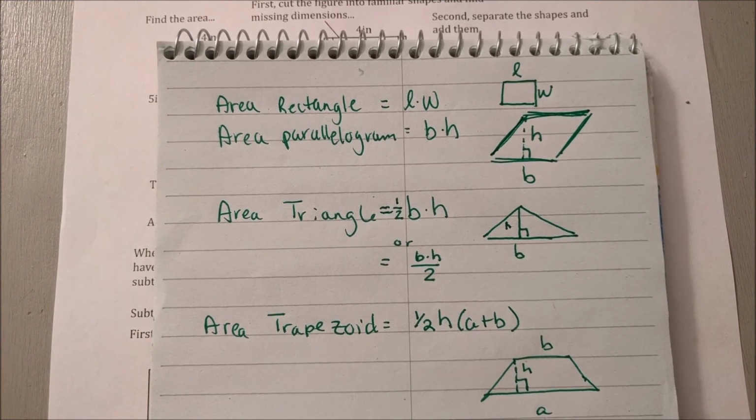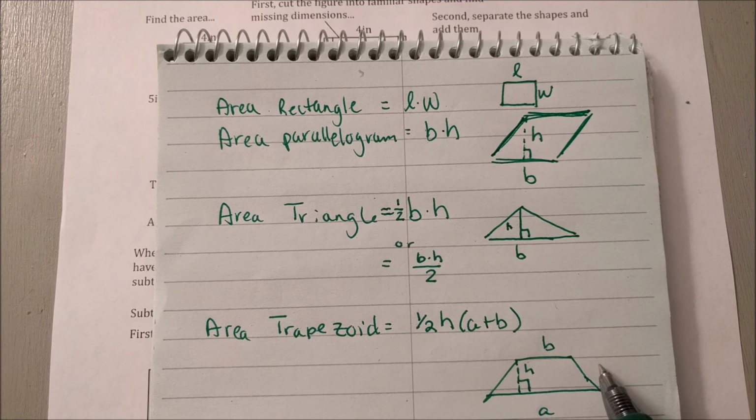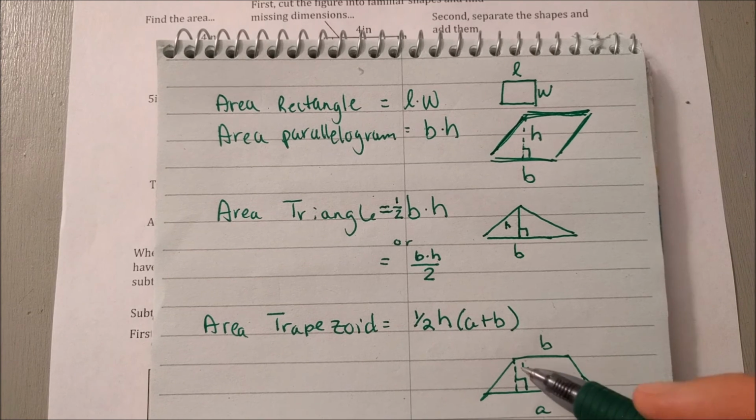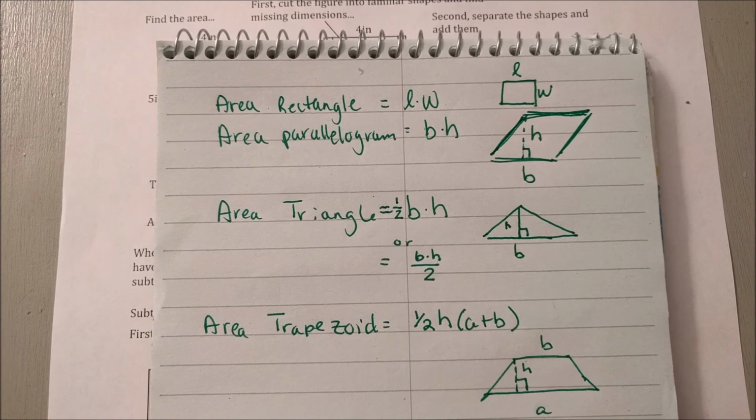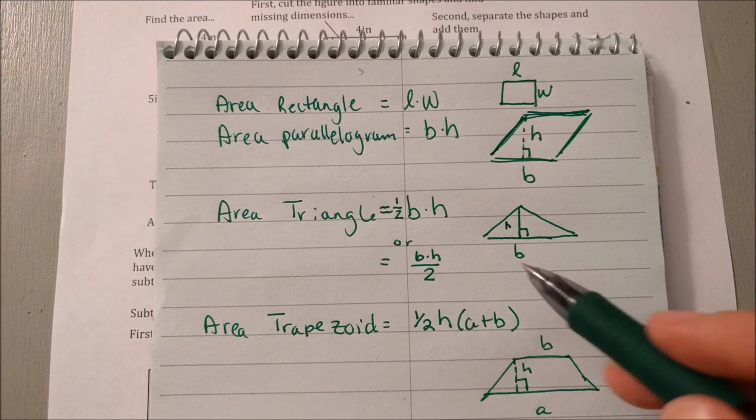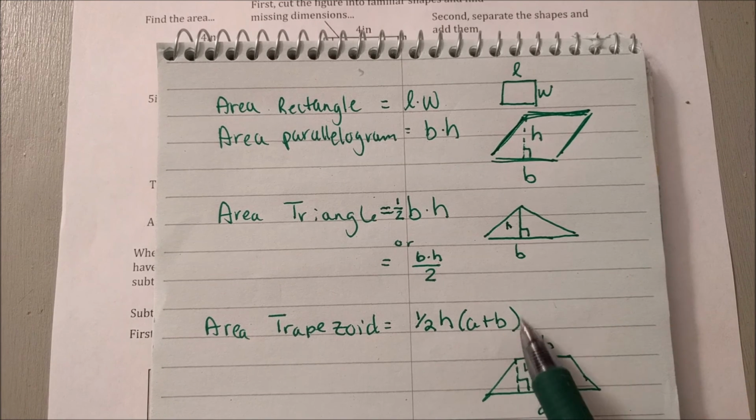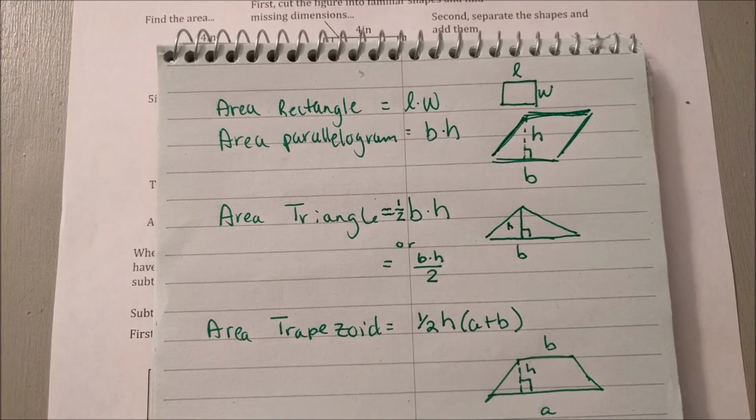And then we have the area of a trapezoid, where we have 2 bases now, A and B, and we're going to take half of the height, again the perpendicular, times A plus B, and make sure you do your parentheses first, okay? So this is where we left it today, and we started to think about compound area problems.